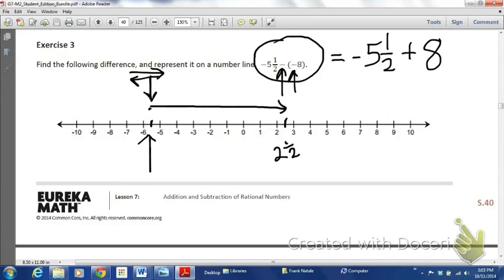So again, negative 5 1/2. That's where you start. Start right there. Okay. And then you're going to take away a negative 8, which is the same as adding 8. Therefore, I am moving to the right, and I do so, and I go 8 places, and I end up right there at positive 2.5. How does it look? It looks like this here, negative 5.5 plus 8 equals 2.5.